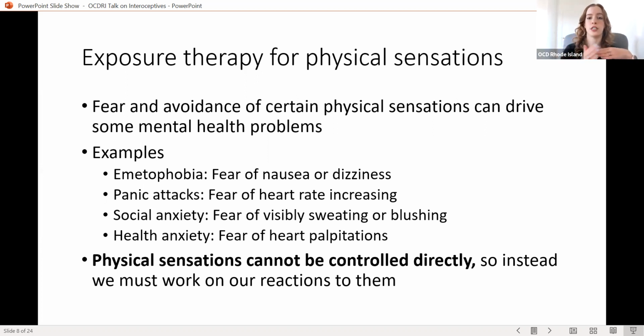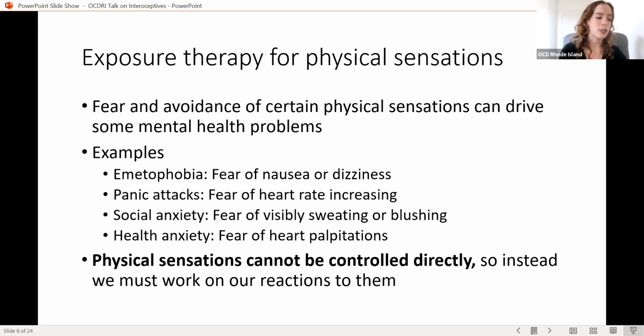Now, here's the difficulty with physical sensations, especially in comparison to other sources of fear and phobias: physical sensations can't be controlled directly. You can't just say to yourself, don't get anxious, don't get anxious. Actually, this has been studied in research settings. If you tell people, whatever you do, don't let your heart rate increase, you can't do it, because these are not governed by voluntary processes.